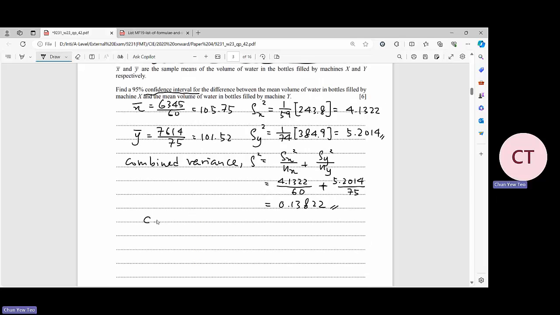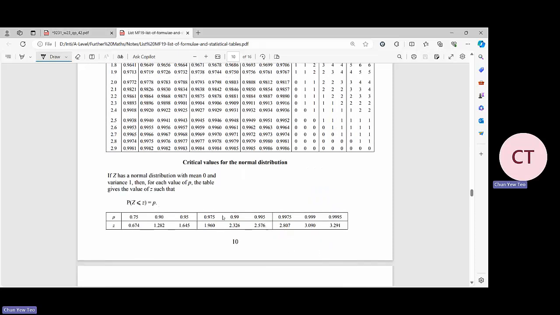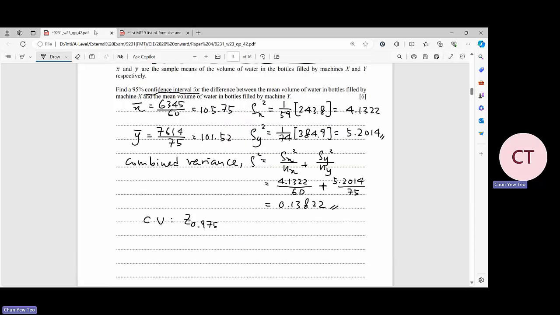Okay, so now we are ready to find the confidence interval. Your critical value, two-tail, so you will get 0.975 from the formula booklet MF19. Looking up 0.975, you will get 1.96. So your 95% confidence interval for the difference between the mean volume of X and Y.